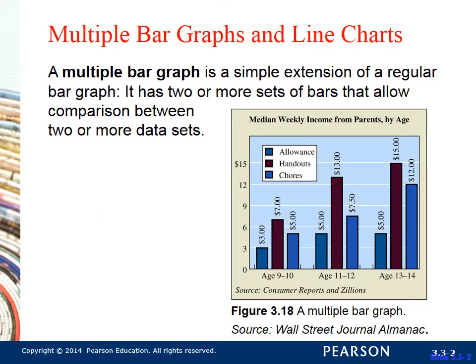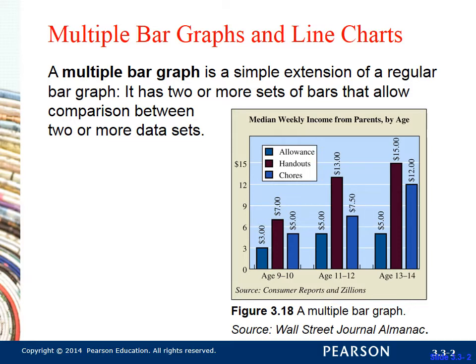We have this thing called a multiple bar graph. I'm sure you've seen these. And it's just a simple extension of a bar graph. Here it has two or more sets of bars that allow a comparison. So you'll always need to find the key in the graph so you know what's what. So in this case, we have allowance, handouts, and chores. We have three different things and we're comparing them for age groups.